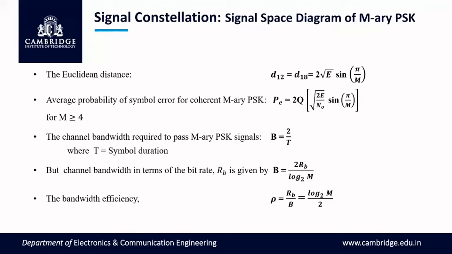Based on this, we can calculate bandwidth efficiency. Bandwidth efficiency calculates how much bandwidth is utilized for transmission out of what is available. Available channel bandwidth is capital B. How much we are using is RB, that is the data rate. So how much RB occupies out of capital B is called bandwidth efficiency. It is going to be 2 log 2M. So these are the equations you can keep in mind.